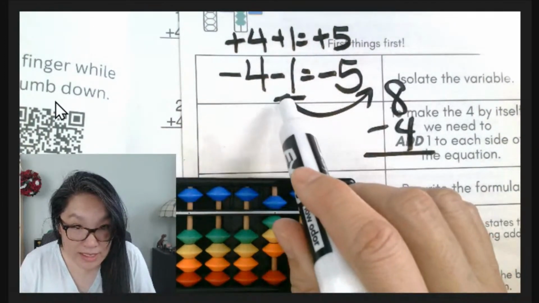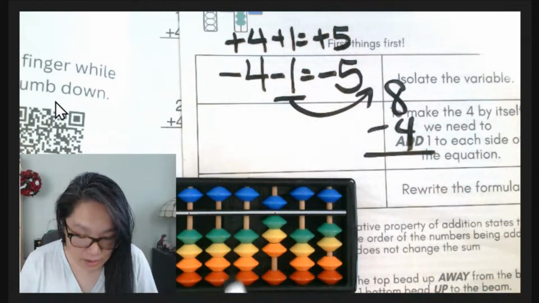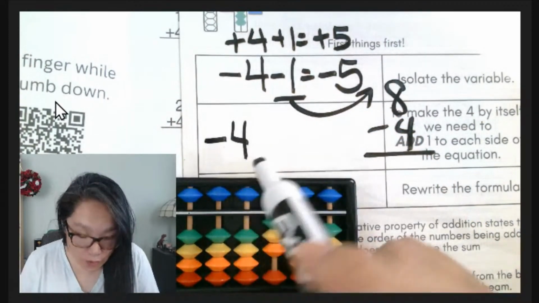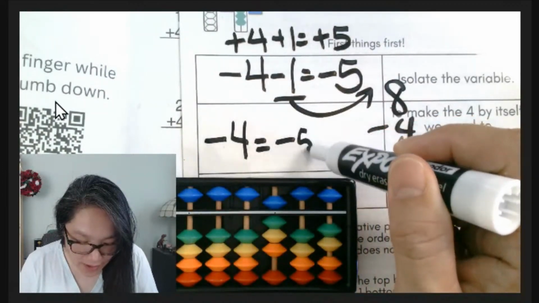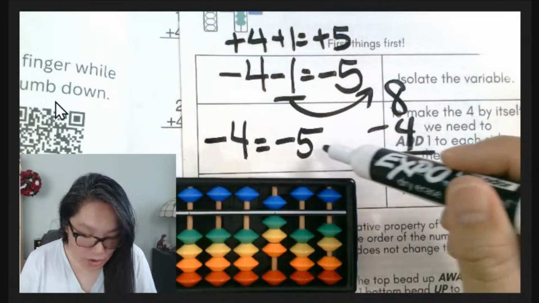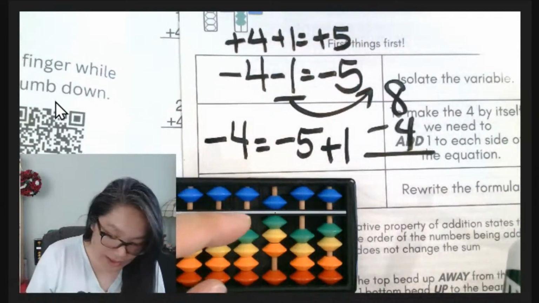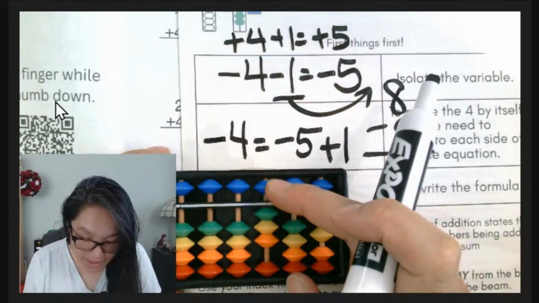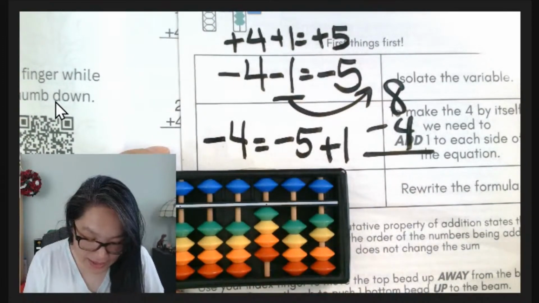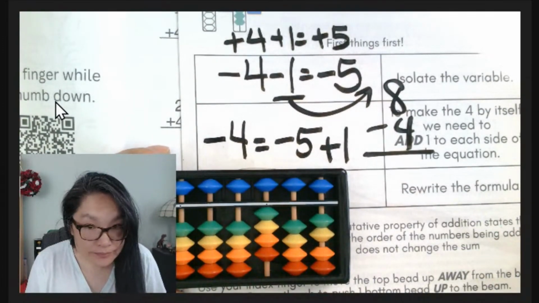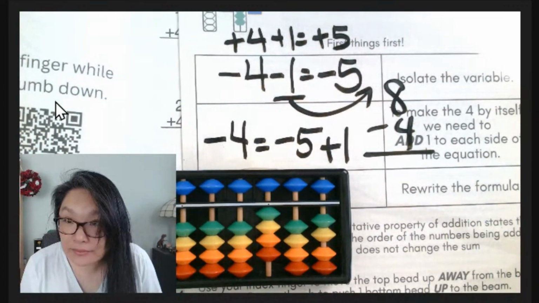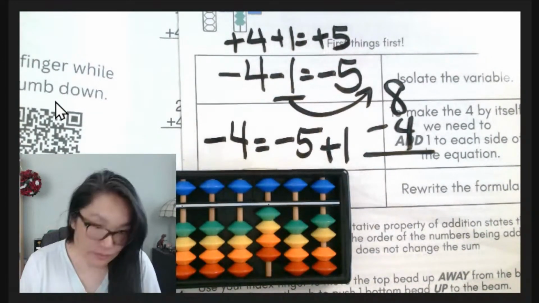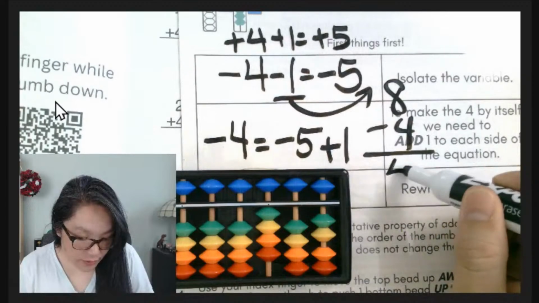So what we're going to do is take the minus 1 and move it to the other side. So we have 4. We're making the 4 by itself. We make the 4 by itself and we say minus the 5, but this is too much, so we need to plus the 1. So what does that mean? Well, if I have 8 and I want to take away 4, I minus the 5 and then I add the 1. And that's it. My final answer is 4.